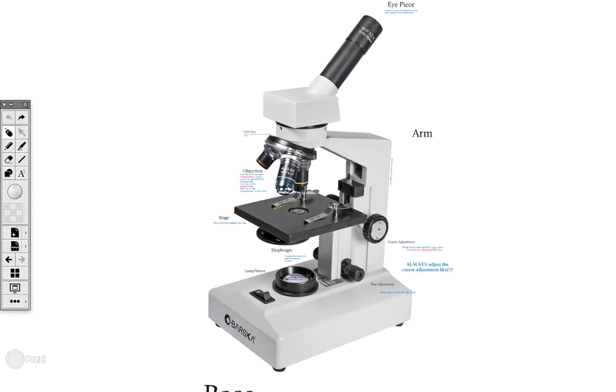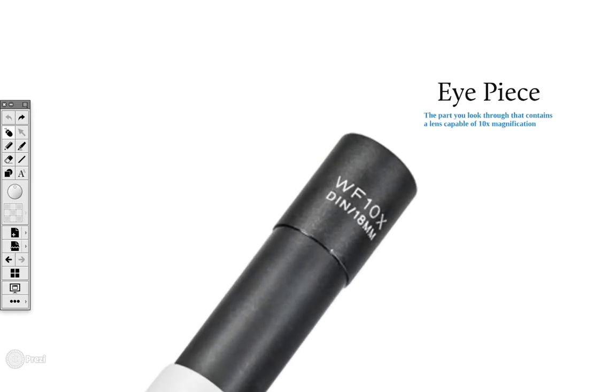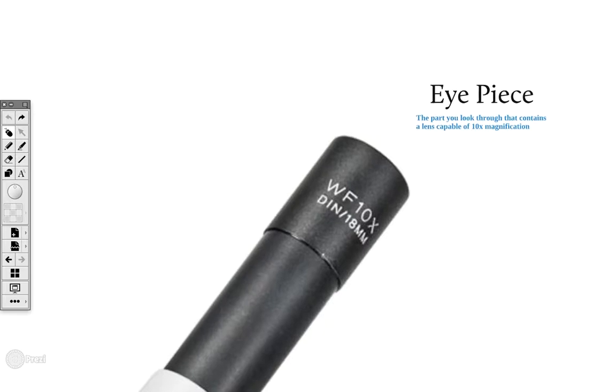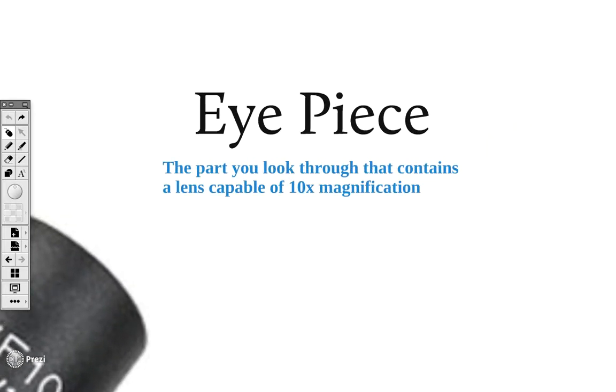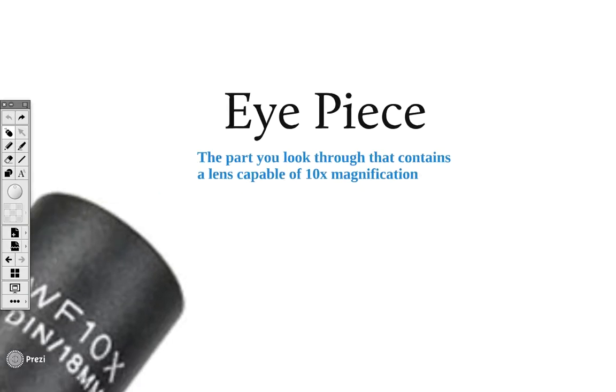Obviously, we've got a couple of things on a microscope, one of those being the eyepiece, which is right up here. In this eyepiece, it is obviously the part that you look through, and it also has a magnification of about 10 times. That's what you're going to be writing down as number 9, I believe.